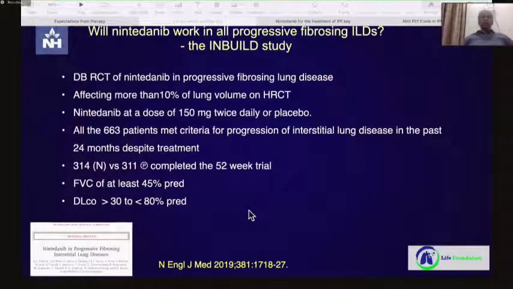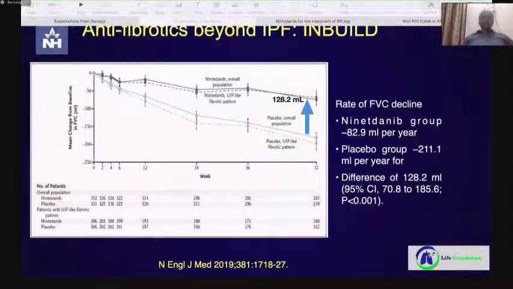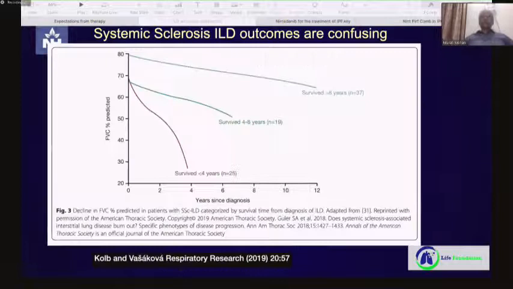314 in the nintedanib group, and almost the same number in the placebo group completed the 52-week trial, telling you that side effects were not a significant problem. And what did we see? We saw a very similar pattern, 128 ml difference between the amount the placebo group declined as compared to how much the nintedanib group declined, just like we saw in the INPULSIS trials. What does this suggest? This suggests that nintedanib works equally well for the fibrosing ILDs which are not classified, just like it works for the better classified IPF.